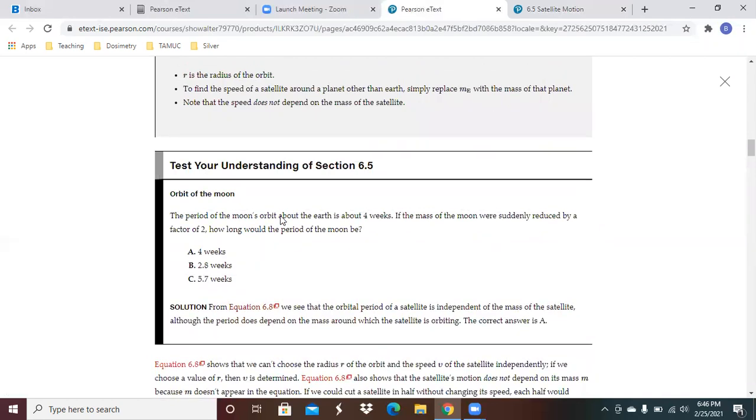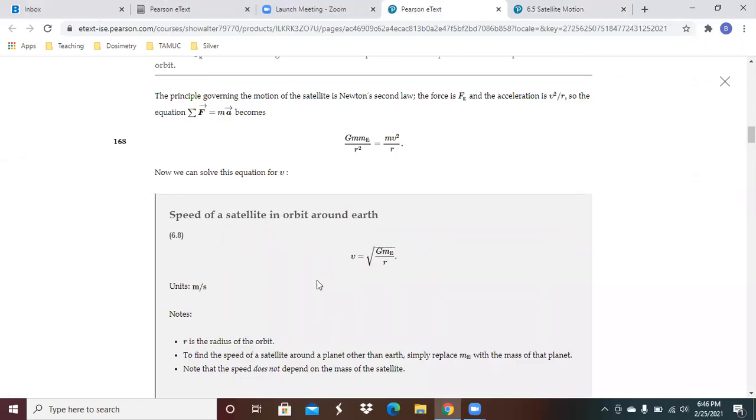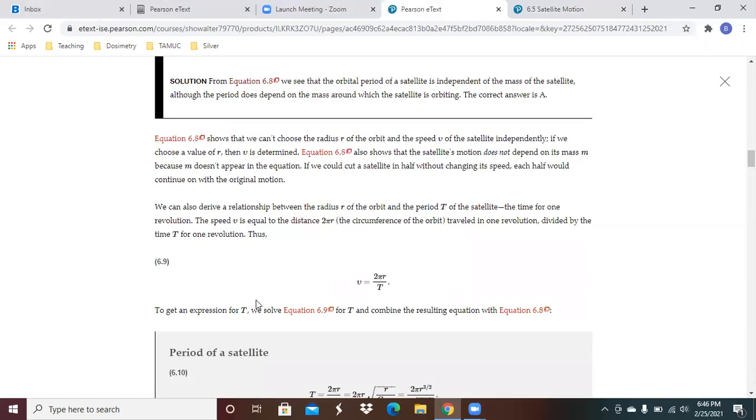Equation 6.8, this one right here, shows that we can't choose the radius r of the orbit and the speed of the satellite independently. If we choose a value of r, then v becomes determined. It also shows that the satellite's motion does not depend on its mass because it doesn't appear anywhere in the equation. So we could cut it in half without changing the speed, and each half would continue on with the original motion.